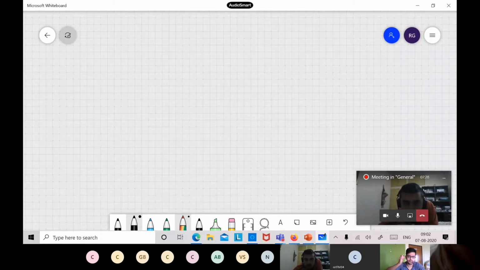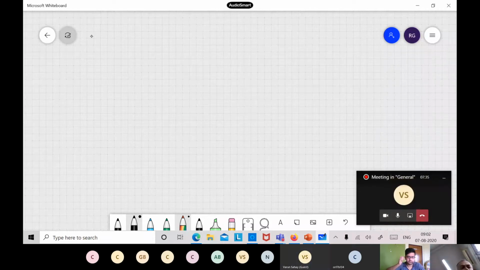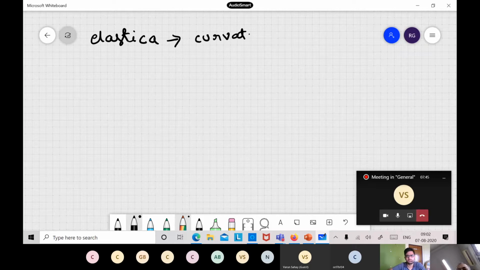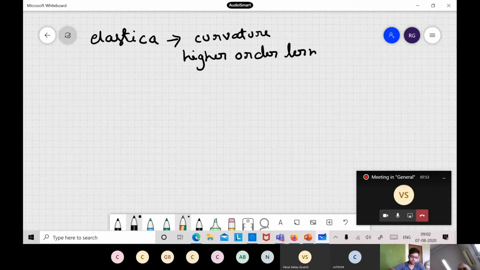So now, a quick recap. Yesterday we discussed the elastica. This is the main derivation, which shows the curvature, and what happens if you include higher order terms. This is what we saw in our yesterday's class.